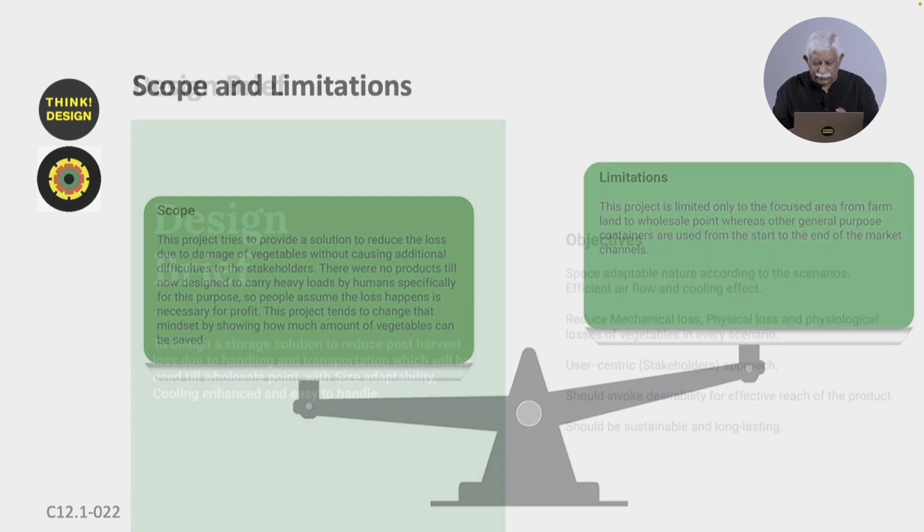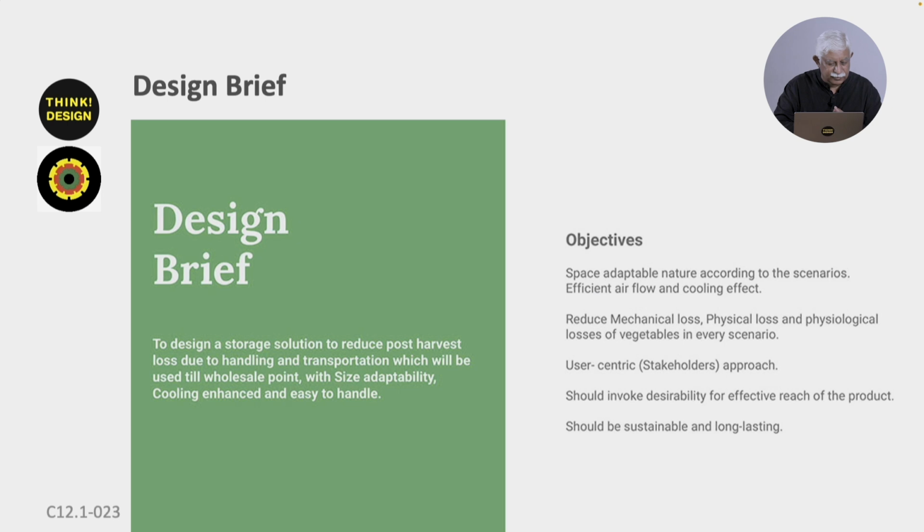Okay, so with that the design brief was done again. So this is like actually reframing the question again. It was to design a storage solution to reduce post harvest loss due to handling and transportation, which will be used till wholesale point with size adaptability, cooling enhanced and easy to handle.